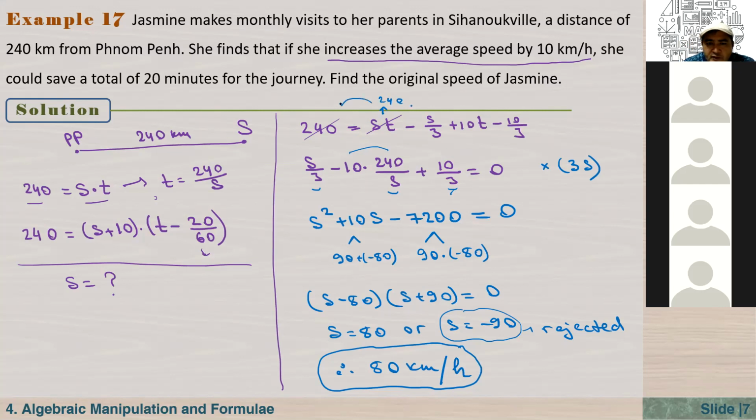If you take this to the left-hand side, 240 minus 240 is equal to 0. And that's why we have 0 here. It's coming from here.